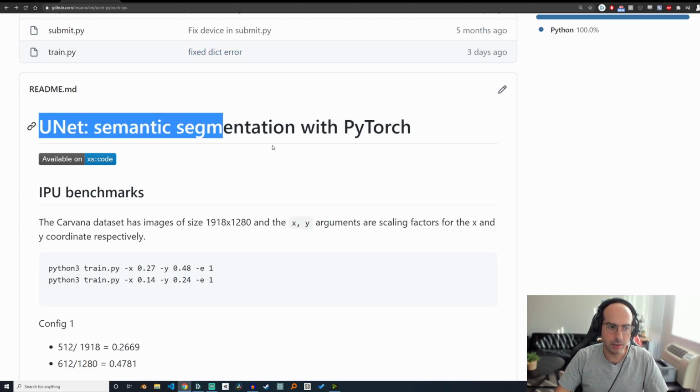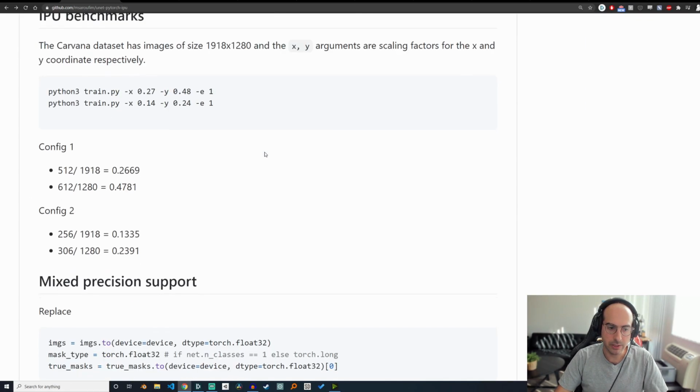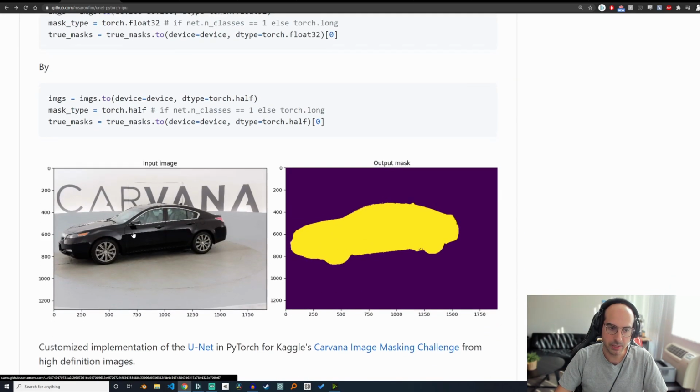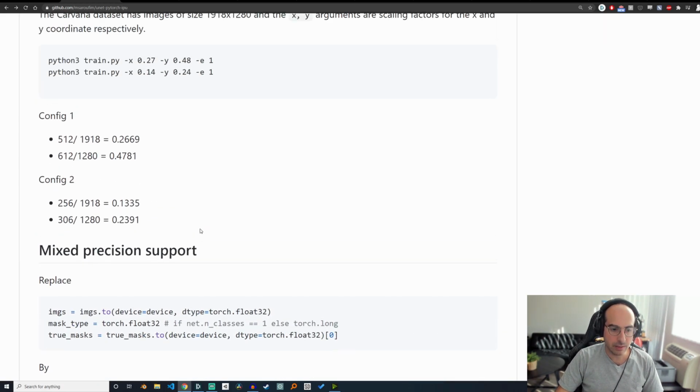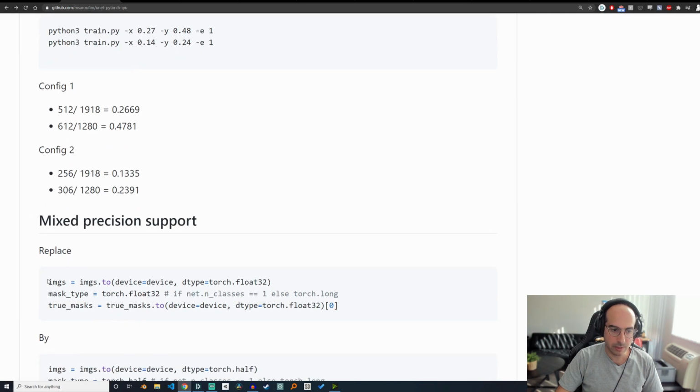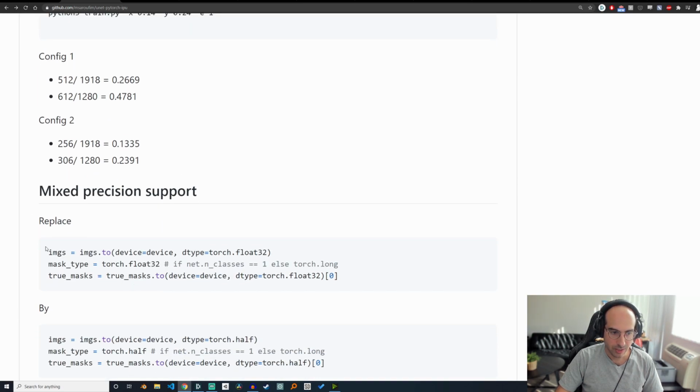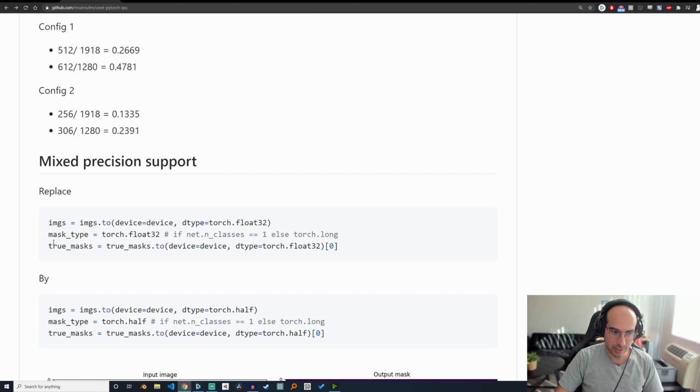As a use case, we're going to look at this code base that I've been working with on UNet. UNet is an image segmentation model: given an image that looks like this, you try to predict where the object is via a segmentation mask that looks like this. The main way this works right now is, if you want to turn this to mixed precision, you have some images and some masks, and initially let's say these are float32s. You would just say, I want to make these torch halves, and that's pretty much it.